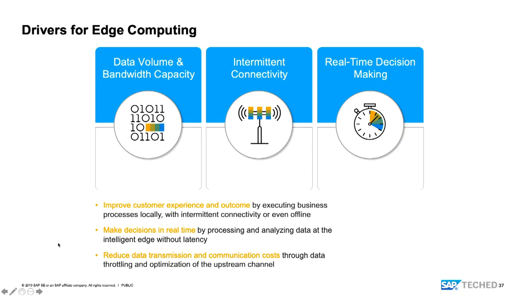One of them is data volume and bandwidth capacity. For example, think about a locomotive. I've seen that before. They have like 5,000 sensors, and they get the sensor values each second. You can imagine it's an enormous amount of data that's produced each second. And you don't really want to send all of this data into the cloud, right? It's very expensive, and it's not needed. So you rather process a lot of it already at the locomotive. So the locomotive could be an edge computer. That's one reason.